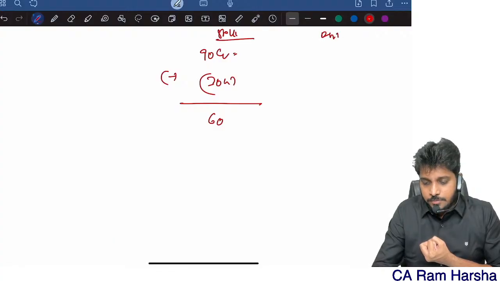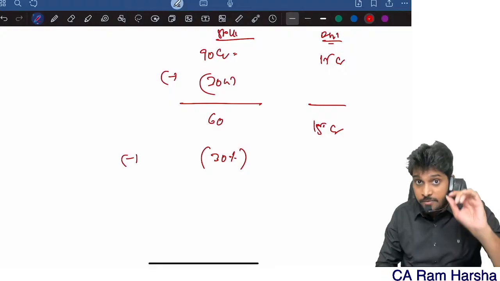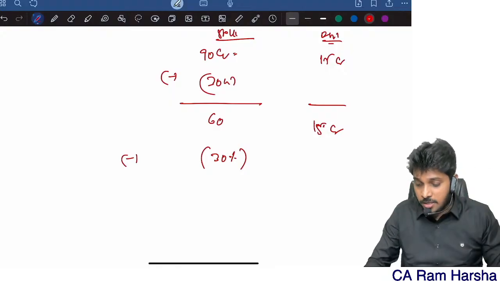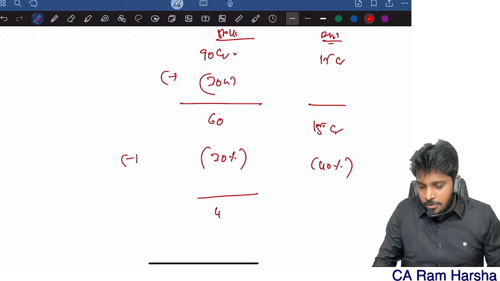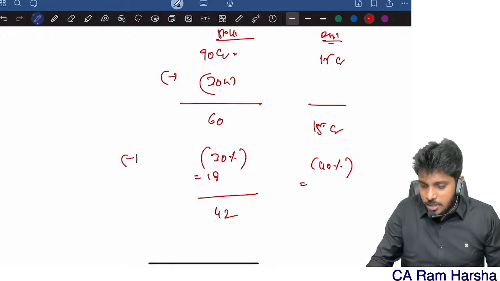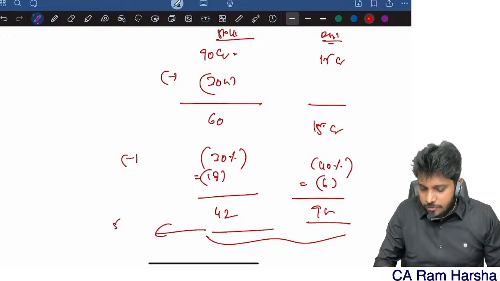Debtors, 15 crore, correct? The bank is creating a 30% margin on inventory, means they will not give you the full value of inventory as a loan. On debtors, some 40% margin is there. So the balance on inventory is 42, and on debtors 15 into 40% is 6, so 9 crore. So the total drawing power is 51 crore.